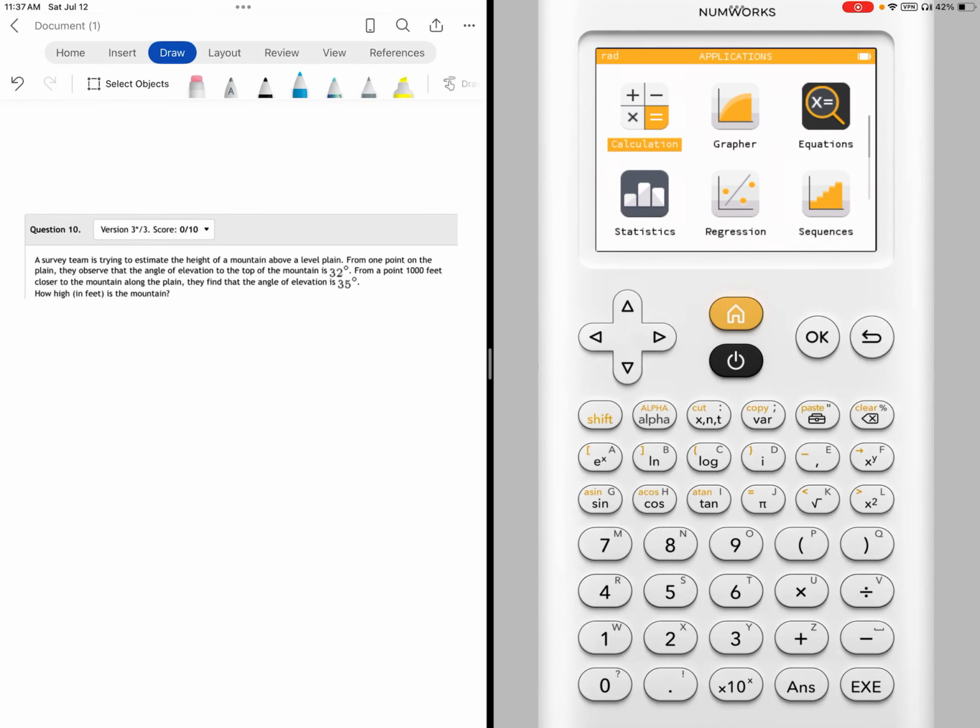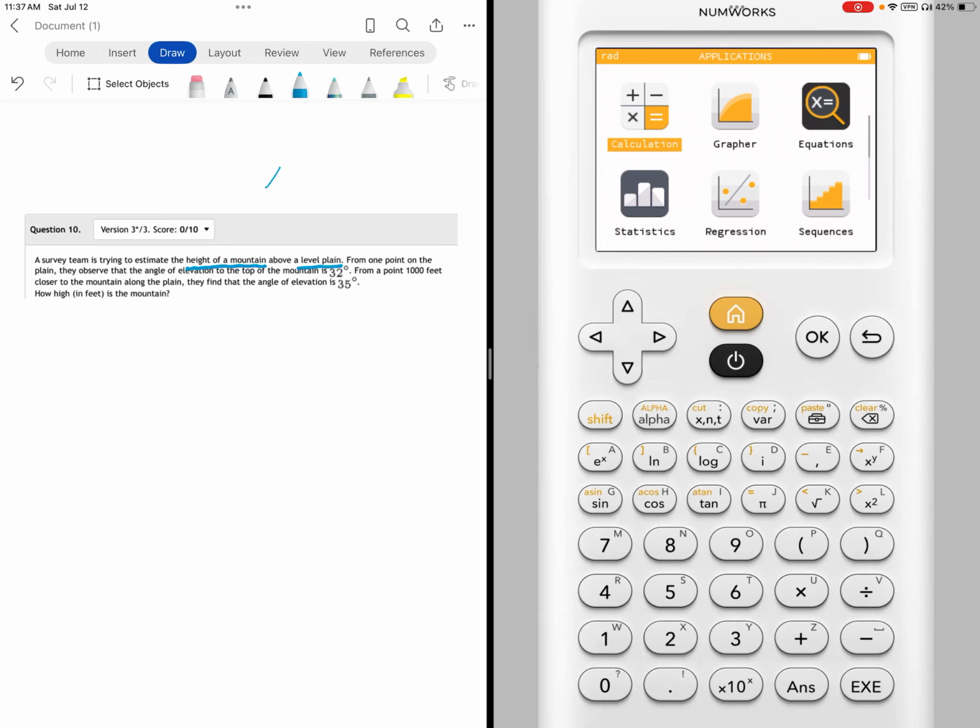This is question number 10 out of section 4.4. It was requested by students, so let's take a look at working through this. The question states we have a survey team which is trying to estimate the height of a mountain above a level plain. So the first thing we do is draw a sketch.